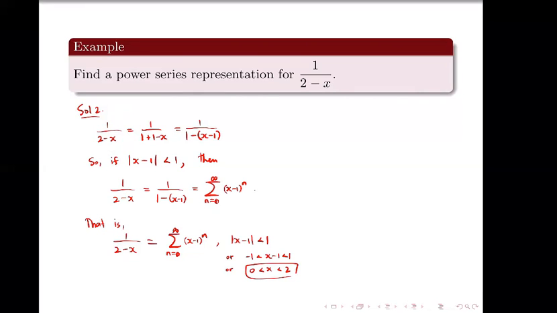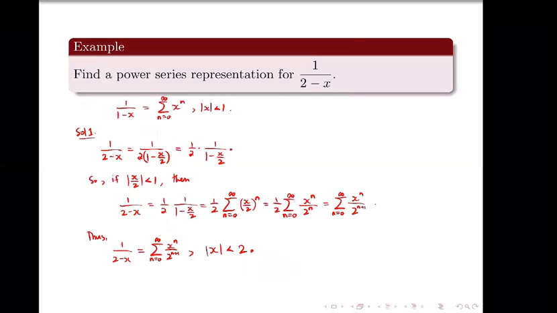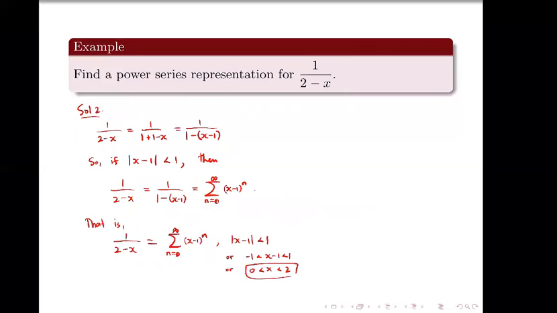In here, look at this. The center is 1. In here, the center is 0. In here, the interval is absolute value of x less than 2. In here, the interval is absolute value of x minus 1 less than 1.